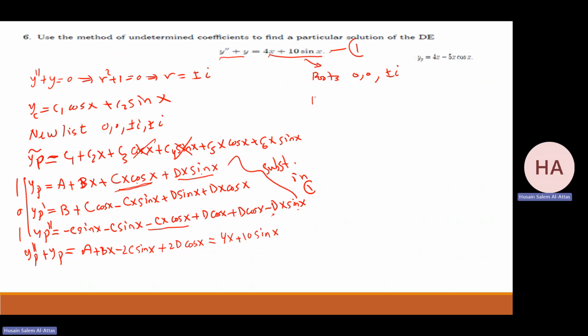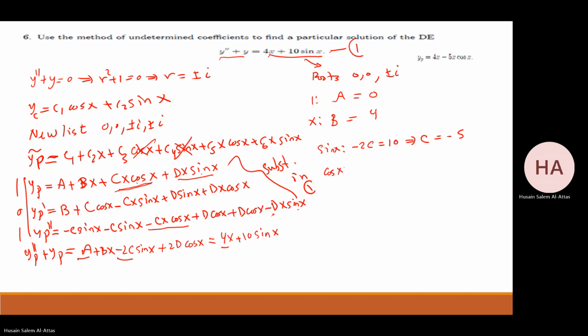Okay. So what's the coefficient of 1? From this side, I have A. The other side, I have 0. That's the coefficient of X. From this side, I have B. From the other side, I have 4. What's the coefficient of cosine X? Or sine X, I start with sine, no problem. That gives me minus 2C, and the other side, it's 10. So C equals minus 5.